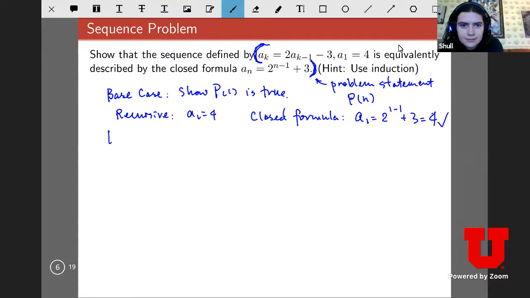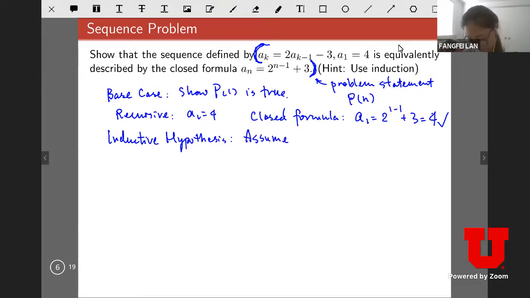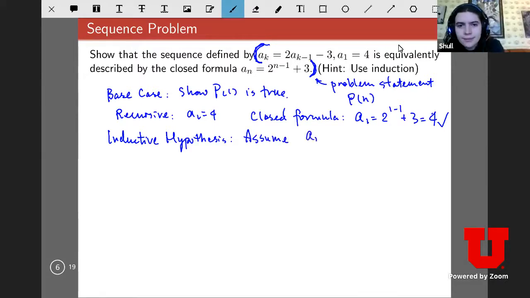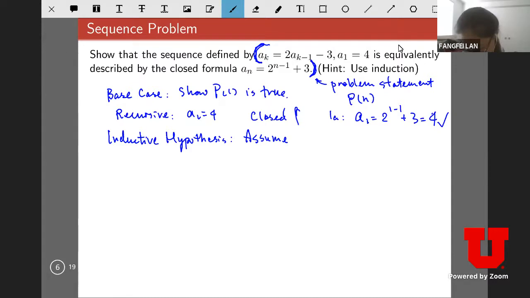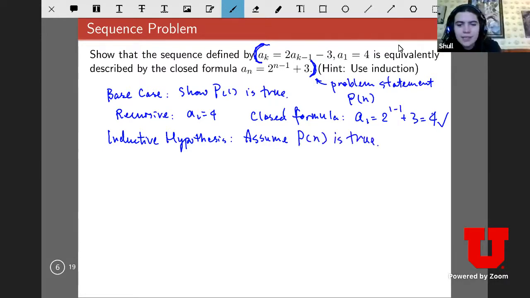Okay, what is the inductive hypothesis? The inductive hypothesis would be: assume for some m that a of m equals 2 to the m minus 1 plus 3. Right, okay, yes. So it is basically true, but the inductive hypothesis should be to assume that P(n) is true, right? Yeah, that's what P(n) was.